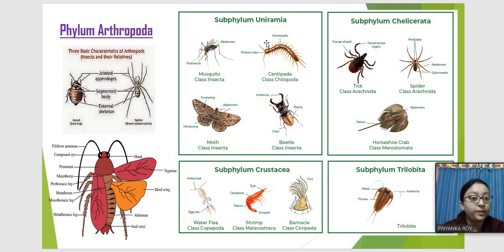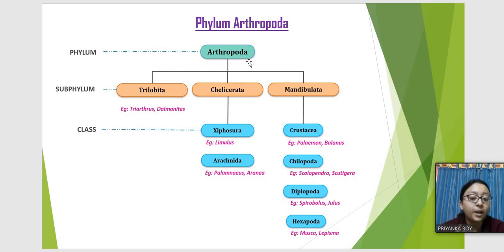And there are a few subphyla like Uniramia, Chelicerata, Trilobita, Crustacea. In Crustacea, you will find the crabs and shrimps, and in Chelicerata, you will find the spiders, the ticks, and the scorpions and all that. And in Uniramia, you will find the insects, the moths, beetles, and centipedes, millipedes, all those things. Trilobita is almost the king crab. So those are trilobites.